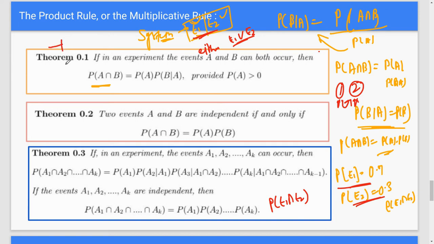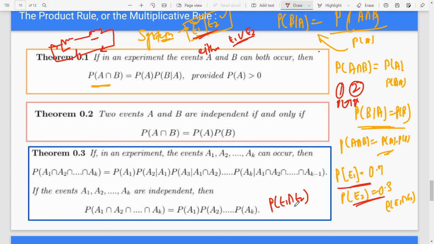In electricity, you have combinations called parallel combination and series combination. I don't recall a lot of things, but in a series combination the current will pass only when this component works and this one also works. So you can think of the system this way. In that case, we know that both systems are independent, so the probability is simply the probability of E1 into the probability of E2, and thus we have 0.7 into 0.3, which is equal to 0.21.